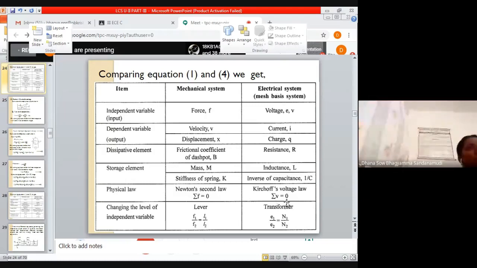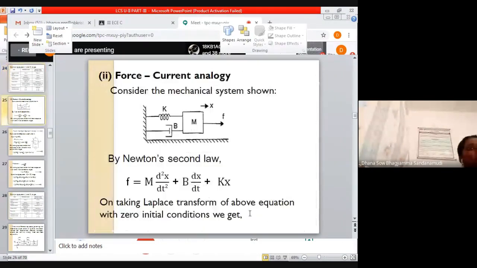Newton's second law is analogous to Kirchhoff's voltage law. These are the equations which of course involve solving the problems we are not going to use, but for your knowledge I have given this extra row here. Okay, similarly that is for Kirchhoff's voltage law.